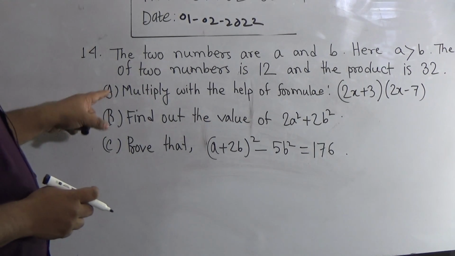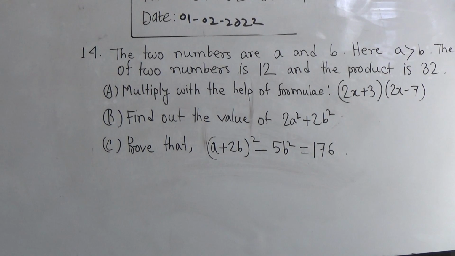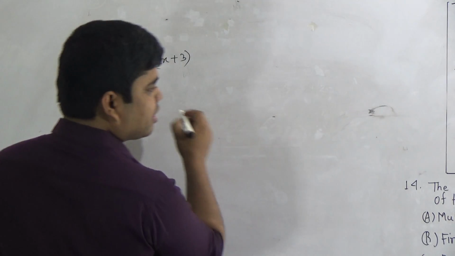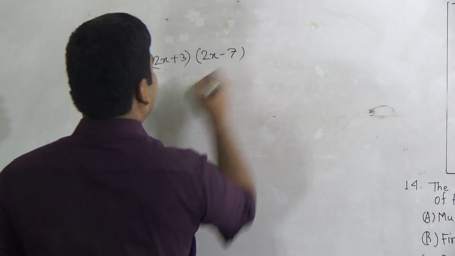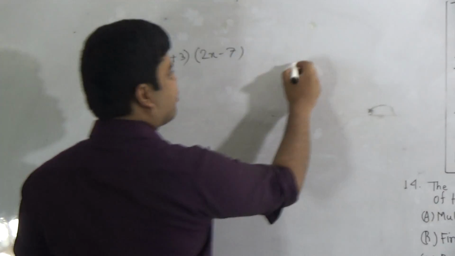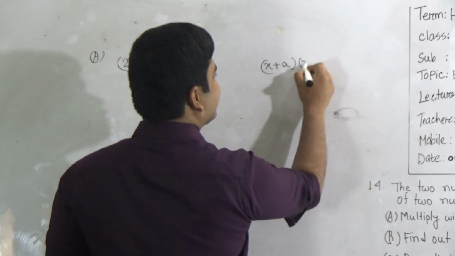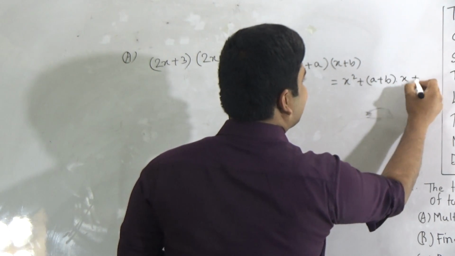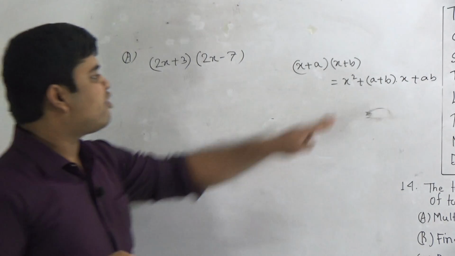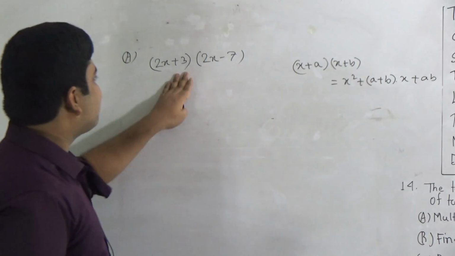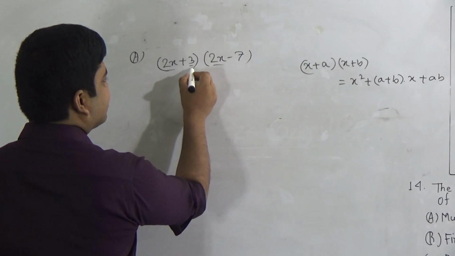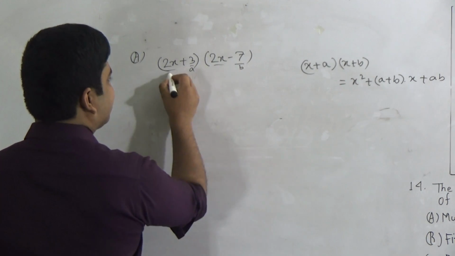So, first of all, we shall solve question number A. A number is twice x plus 3 and 2x minus 7. My dear students, can you remember this formula? x plus a into x plus b equals x square plus a plus b into x plus ab. This is the formula. By applying this formula, we shall solve this one. Here x means 2x, a means 3, b means minus 7.